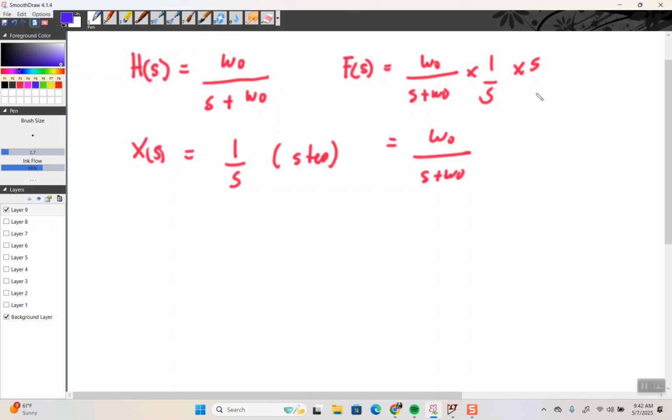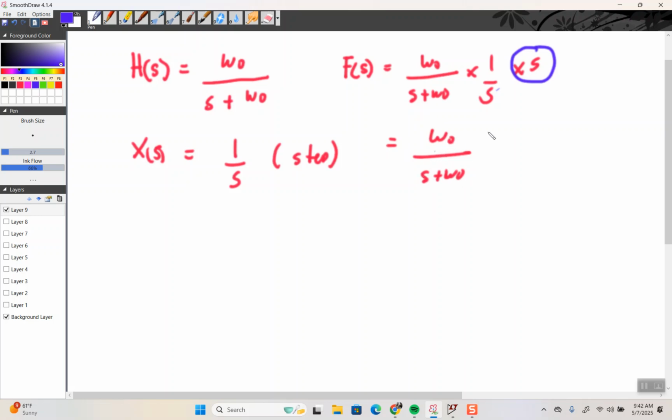Yeah. And now, okay, that's a good question. It seems a little bit redundant, right? Because the s cancels. But if you want to know the ramp, well, this would be 1 over s squared, right? And then you would only cancel one s. So it's good for anything.